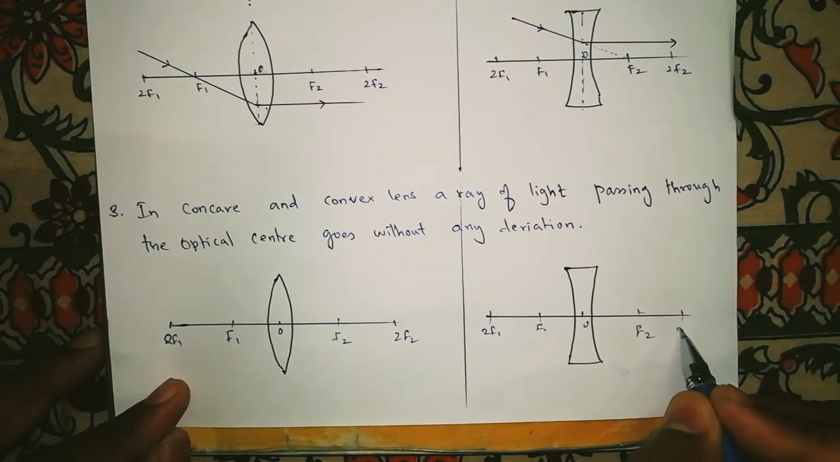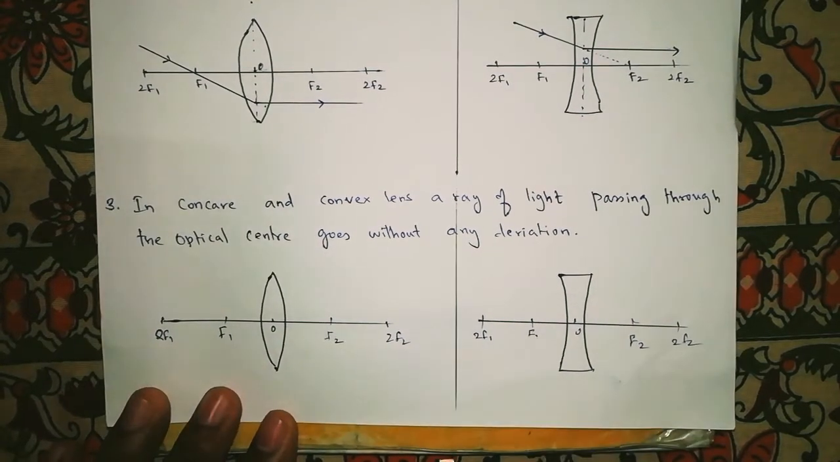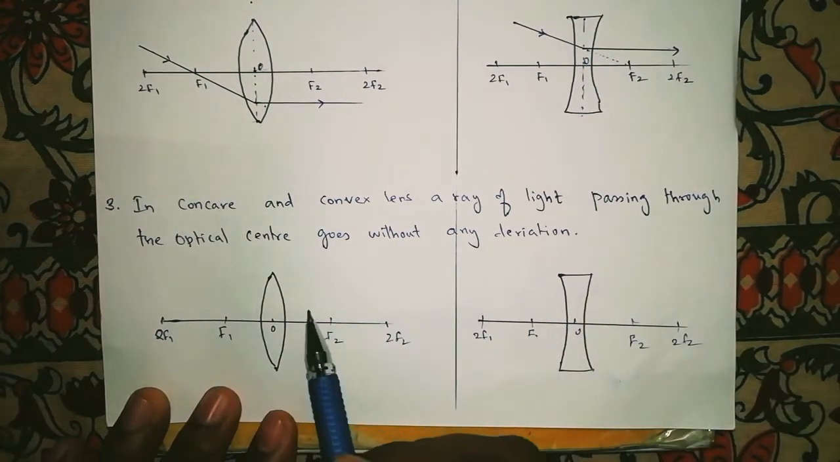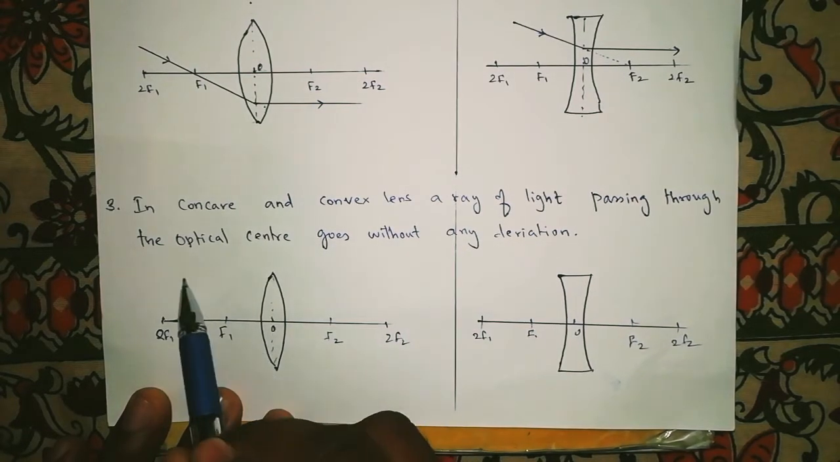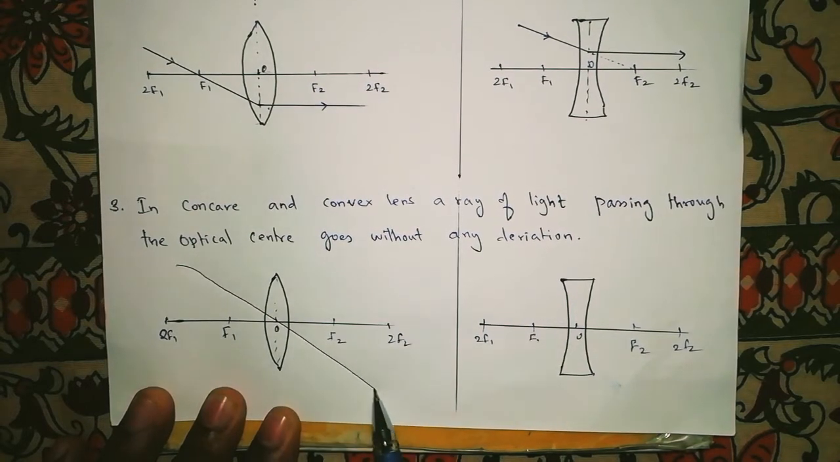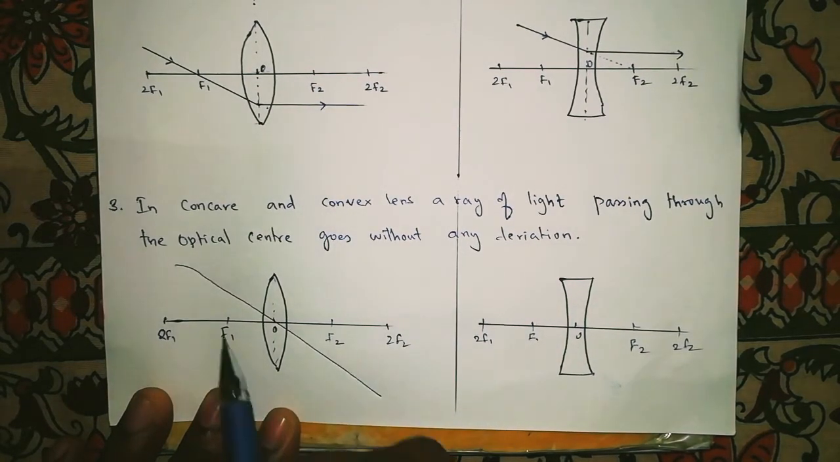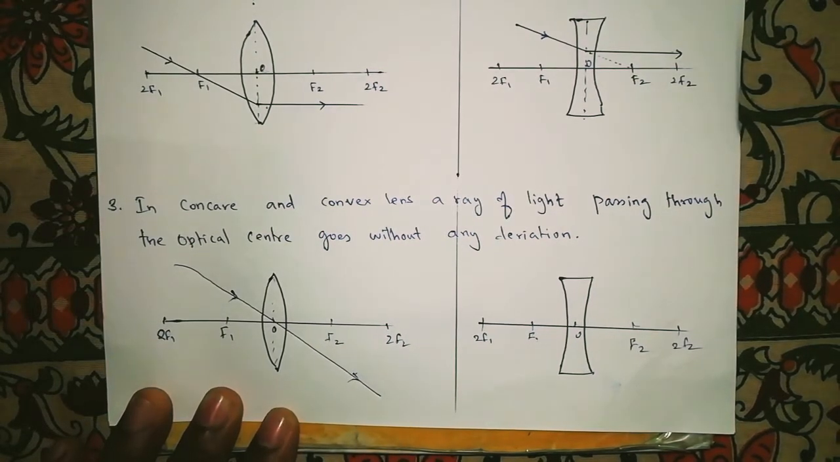Okay, so what happens when the ray of light passes through the optic center? So this is the optic center. When the ray of light passes through the optic center like this, without any deviation, it goes directly. That is the main thing here.